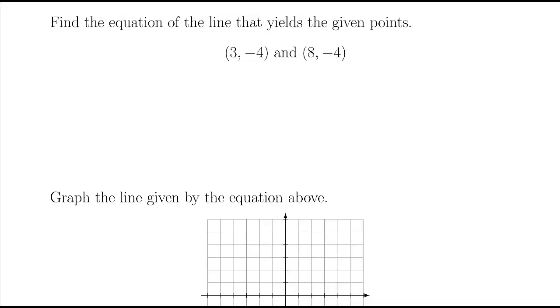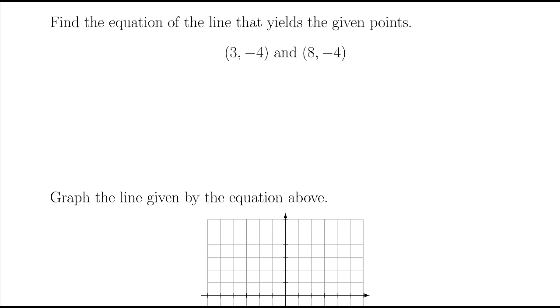Let's find the equation of the line that yields the points (3, -4) and (8, -4). Okay, this is a special case. Notice that both of these points have a y value of -4. So we know that the y value is fixed at -4.